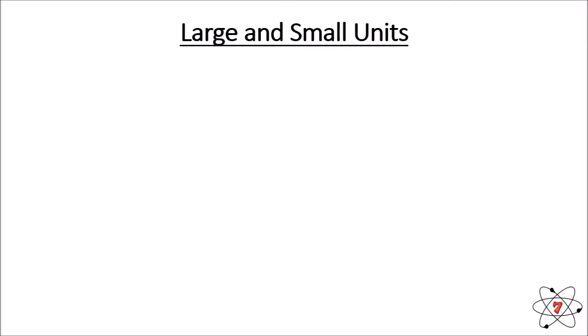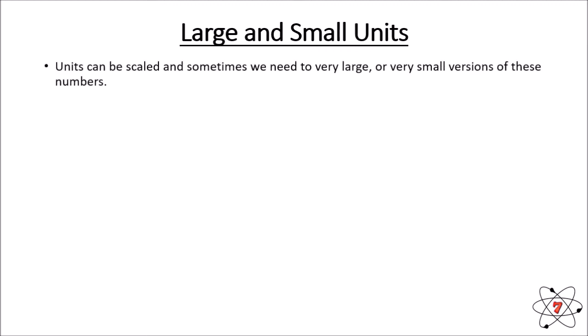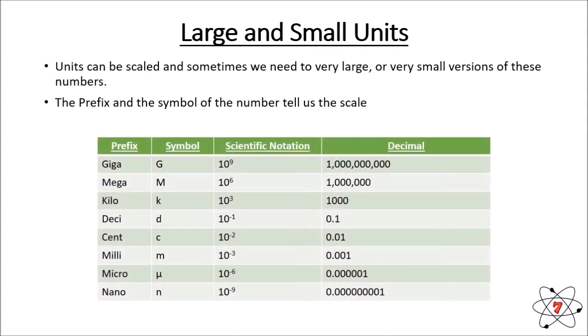When we're talking about units and numbers, we're sometimes dealing with very small numbers and units, and we're sometimes dealing with very large numbers. So we need to be able to scale our units and our numbers to make them either very, very small or very, very large. We can do this by adding a prefix and a symbol before a number to tell us if it's a very large number or a very small number. So we can see here, we have lots of prefixes and lots of symbols for different numbers. If we have, for example, a kilogram, that is 1,000 grams. So we add a K before the gram and we have a kilogram. If we have a kilometer, we add a K before the symbol for meters and therefore we have 1,000 meters, a kilometer.